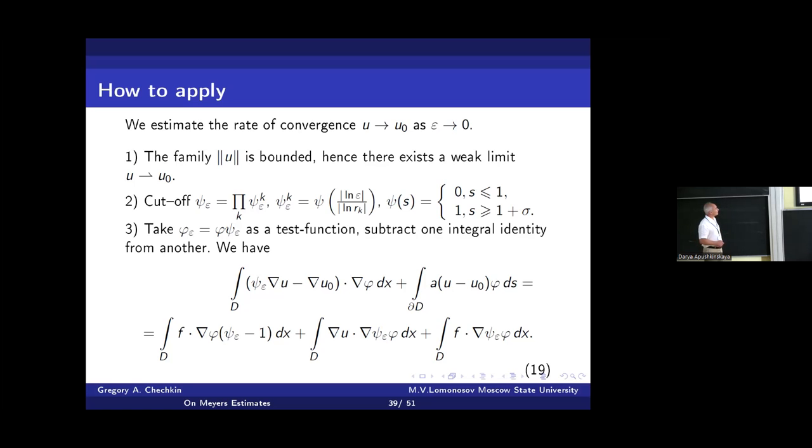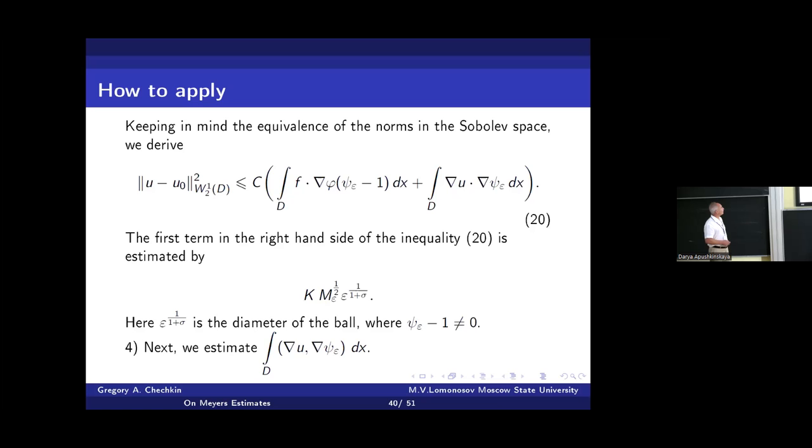And phi sub epsilon is a product of them, such that on all F_j this function is equal to zero. So I can just substitute the function F sub epsilon into the integral identity of the original problem, and phi into the integral identity of the limit problem, then just subtract them. I obtain that. And to estimate the rate of convergence, I need to estimate this integral and that one.